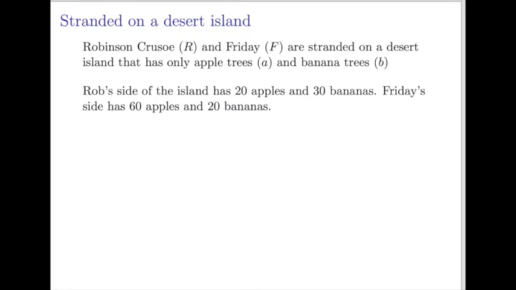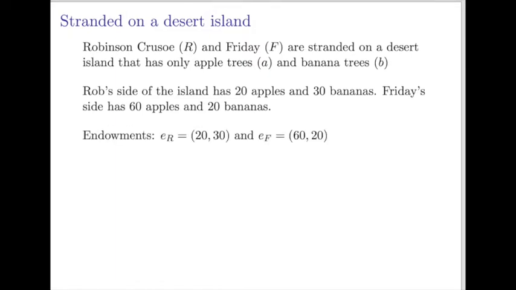Okay, so to make things a little more concrete, let's call these two people Robinson Crusoe and Friday. And these two guys are stranded on a desert island, and this desert island has only apple trees, which we'll denote by A, and banana trees, which we'll denote by B. So we'll call these guys Rob and Friday. Rob's side of the island has 20 apples and 30 bananas. Friday's side of the island has 60 apples and 20 bananas. So those are what I called the endowments.